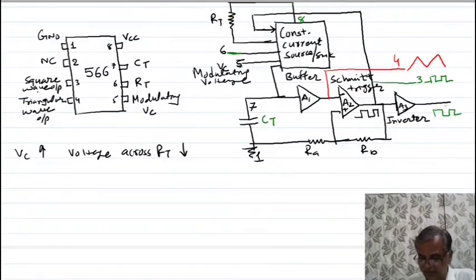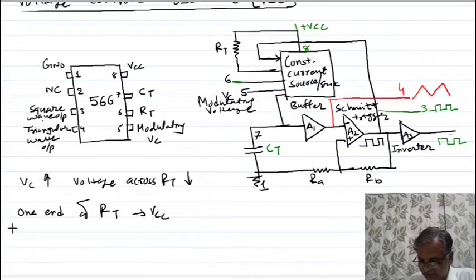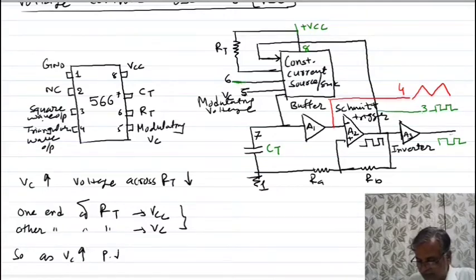This is a fixed potential. One end of RT is connected to VCC. Another end of RT is connected to VC. So as VC increases, the potential difference across RT decreases, so the current I decreases. In this way you can change the current.